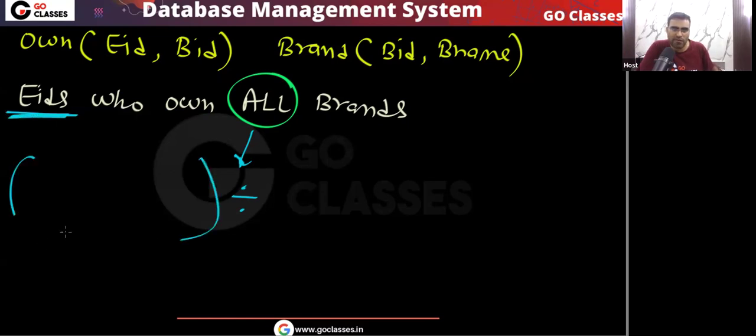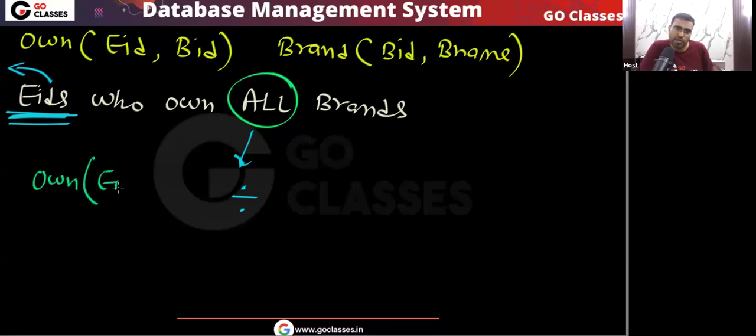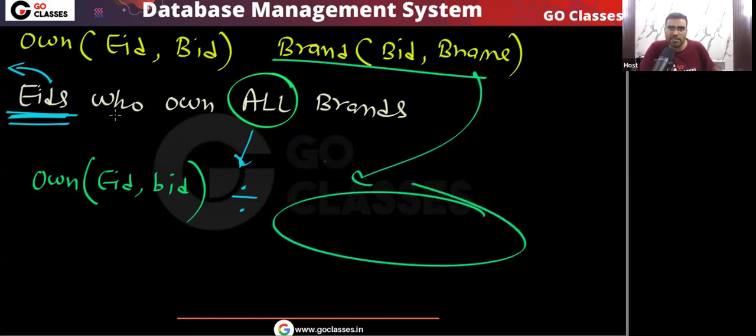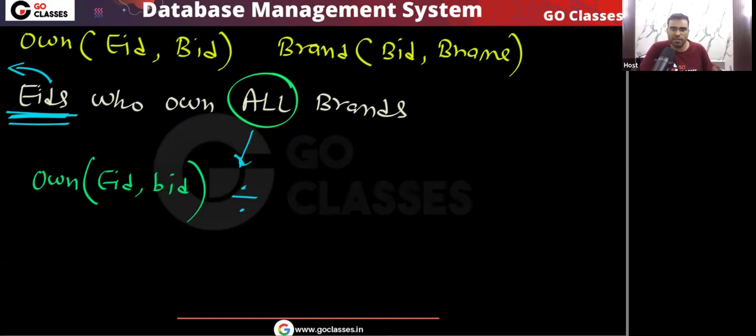So on the left, I will put the on table, yes or no? On the left, because ultimately I want employee IDs. So on the left, I will put this on table, EID, comma BID. Here on the right, what will I put? I will just project BID. Tell me, if I put this as it is, then this will be invalid. Do you agree with me?